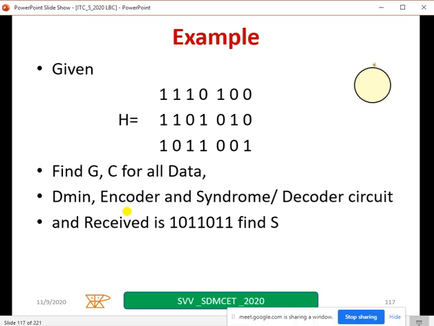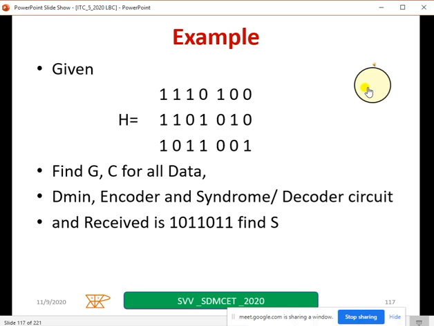Find G, means generator matrix, C for all the data, D minimum, encoder, and syndrome circuit or complete decoder circuit, and the received is 10110111. Find the S. This is the question to you. Write down the G. You can share your answers in the chat box. C for all the data, one or two you can share in the chat box.